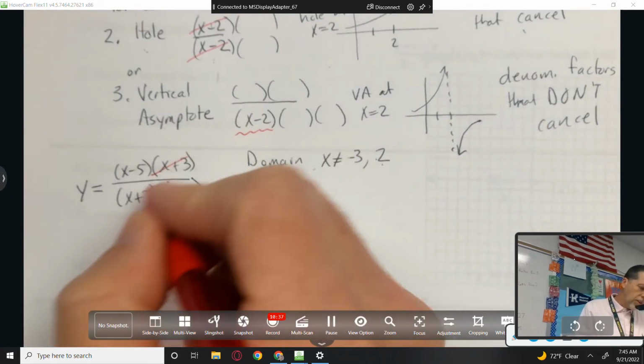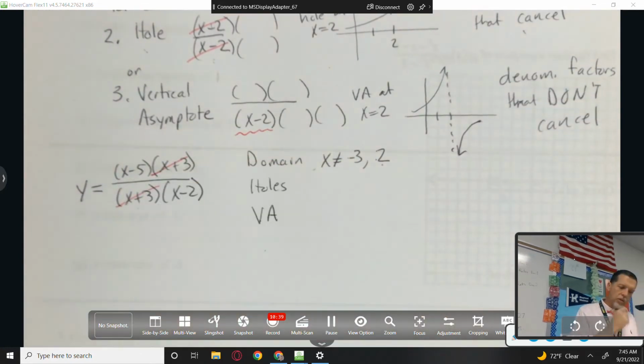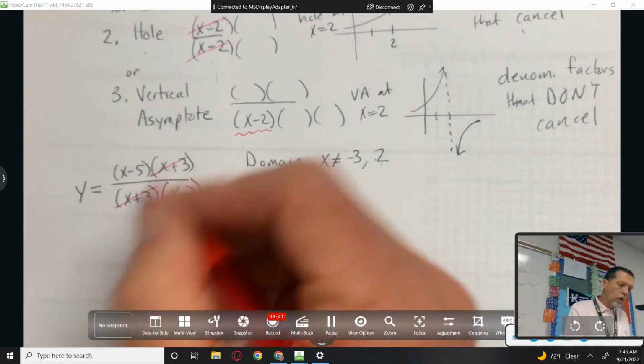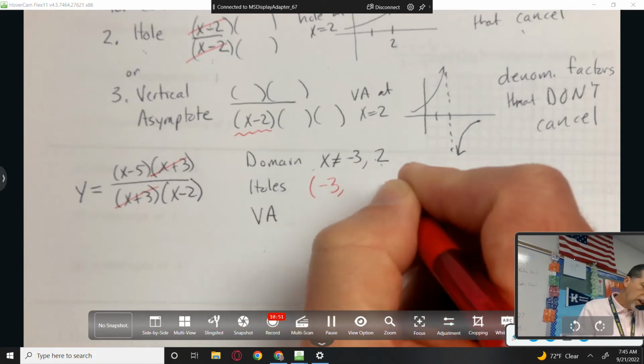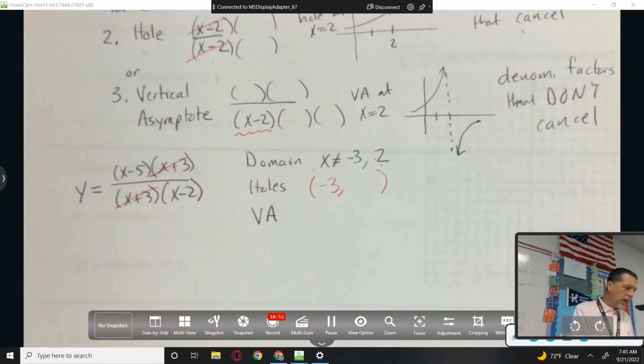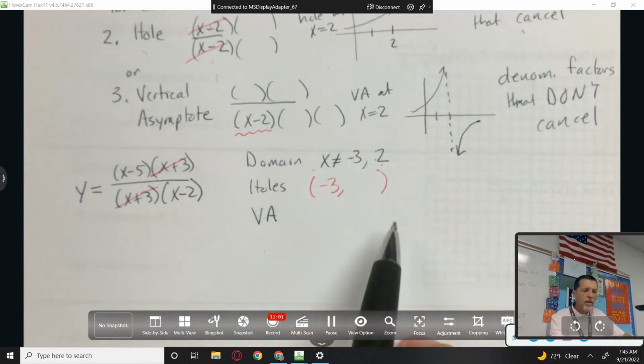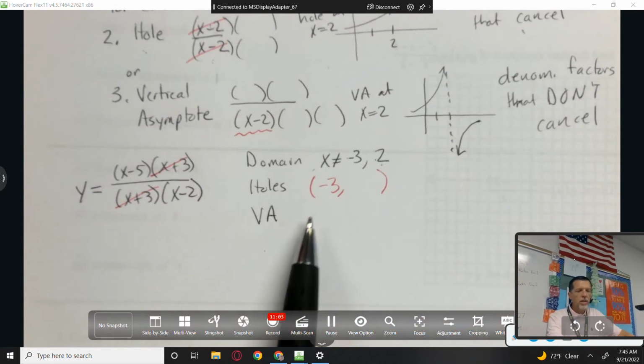Well, I noticed that x plus 3 cancels. What does that mean? Is -3 then a hole or a vertical asymptote? A hole. If it cancels, it's a hole. It makes a hole in my equation. So there's a hole at -3, comma something. Right? Because a hole has a y value, even though it's like a non-point. It's not really there, but there is a y value associated with it.